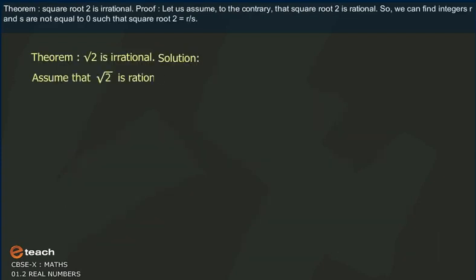Theorem: square root 2 is irrational. Proof: let us assume to the contrary that square root 2 is rational. So, we can find integers r and s, s not equal to 0, such that square root 2 is equal to r upon s.